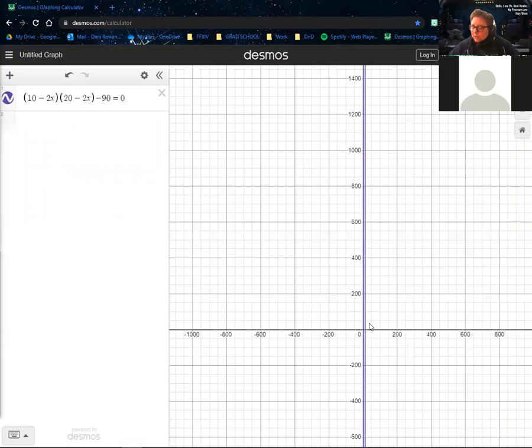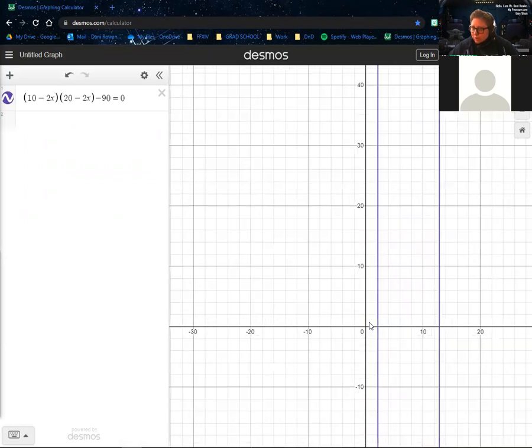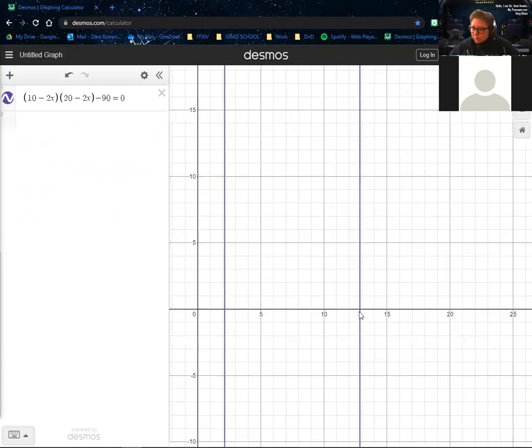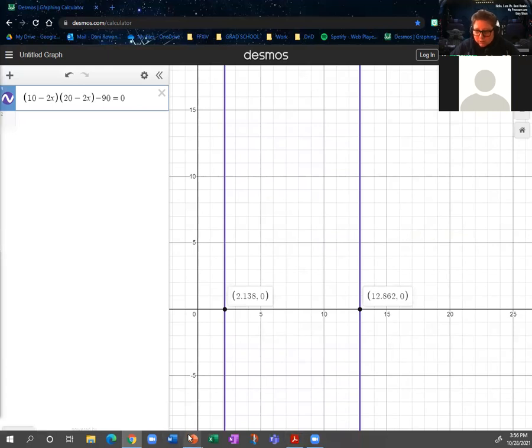It's really hard to see. You'd have to zoom out, right? But you could get a window that fits to find the zeros. And as you can see, just clicking that gives you both zeros. And we know that the 12.8 doesn't work, so it has to be the 2.1. Definitely a quicker method, but if you got to do it by hand, you know how to do it.